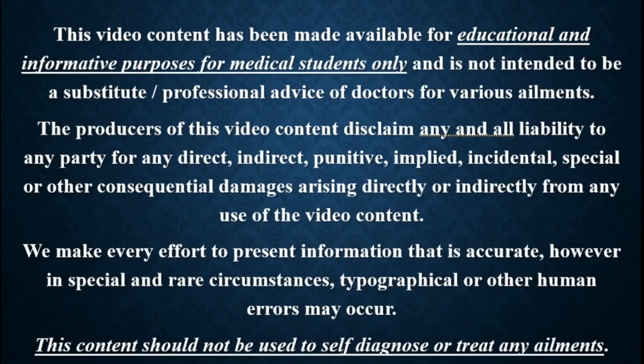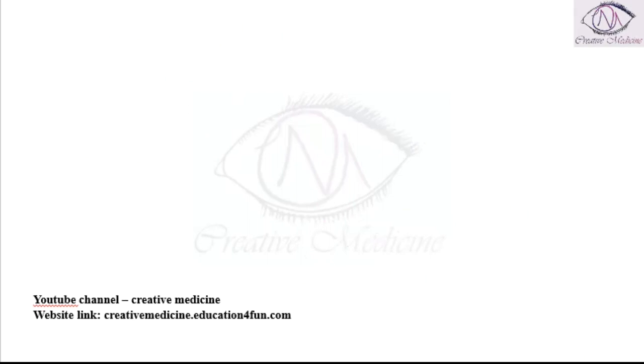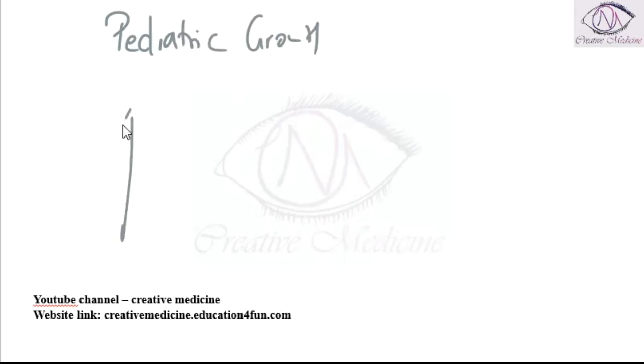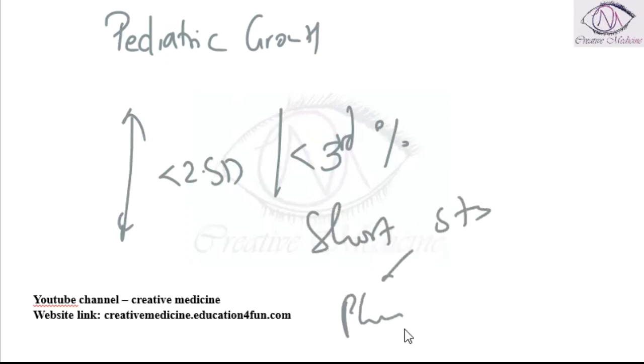In this lecture, we will learn about pediatric growth, short stature. In short stature, the standing height of the child is less than 2 standard deviations or less than the third percentile for age and gender. Short stature can be of two types: physiological short stature and pathological short stature.